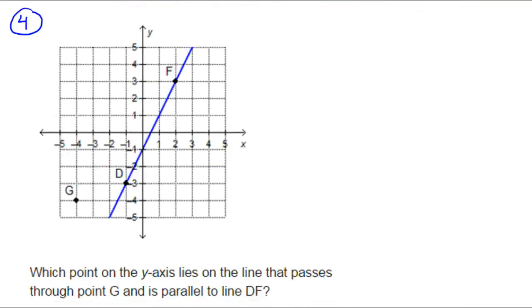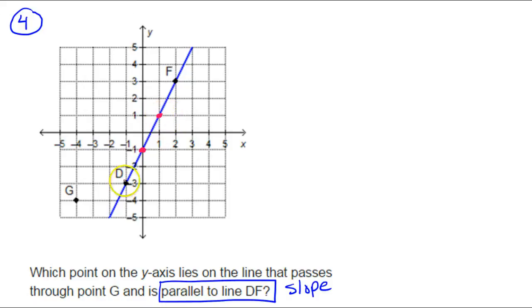Which point on the y-axis lies on the line that passes through the point G and is parallel to line DF? Let's start with this. We're talking about a line that is parallel to line DF and passes through the point G. So let's talk about the slope of line DF. I'm going to put a few extra points on here because I can see it's crossing evenly at this point here and this point here.